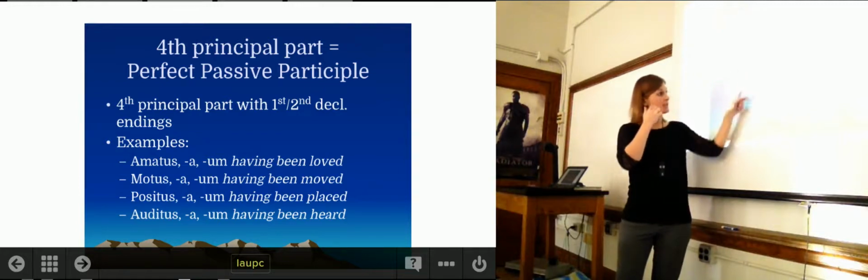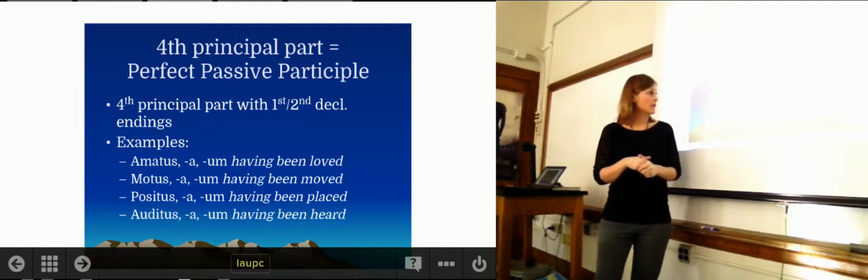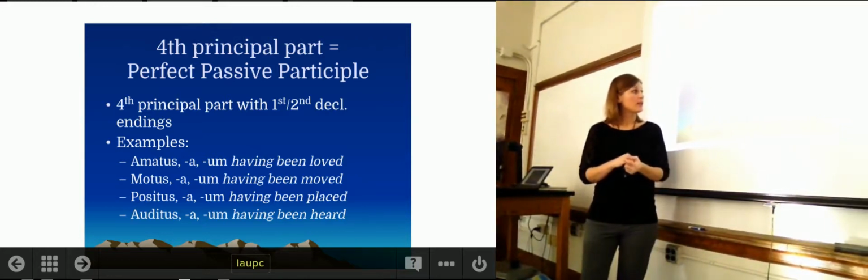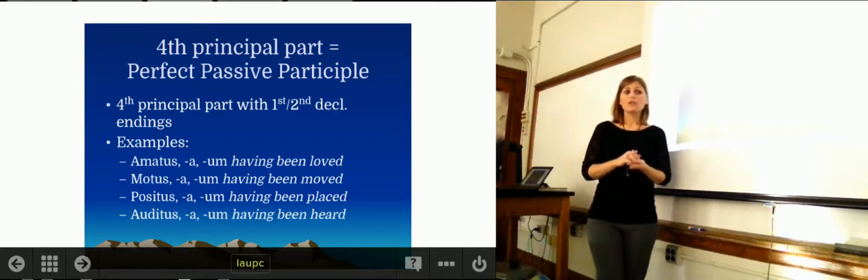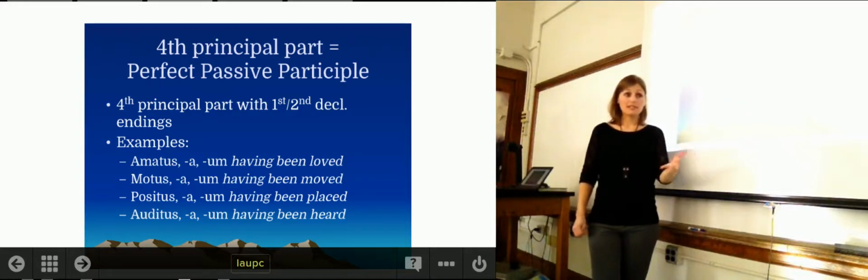I've given you some examples of fourth principal parts. I've randomly chosen one from each conjugation. We have amatus, and then a translation is having been loved. You'll see that with these four examples, there is the same exact translation. It's called a stock translation. Has anybody read the Odyssey? Or reading it now? Okay. Do you know what a stock epithet is?